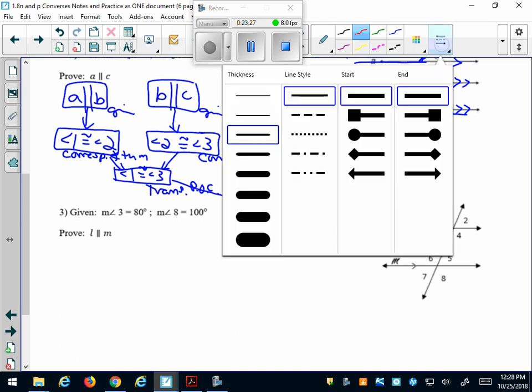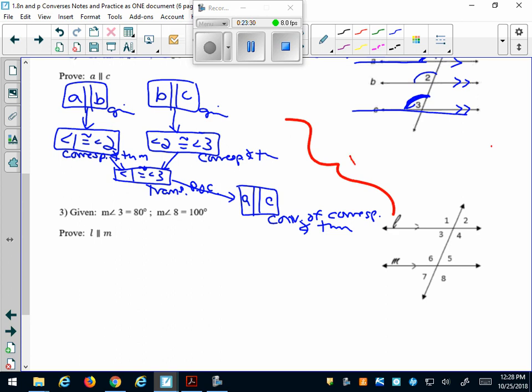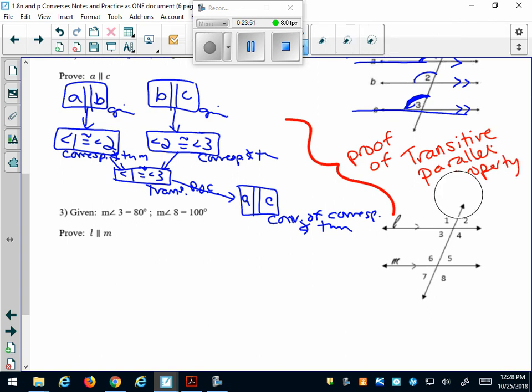Incidentally, this is basically the proof of the... I'm not sure exactly what it's called, whether it's called a theorem or whatever, but there is a theorem that basically is the transitive parallel theorem.